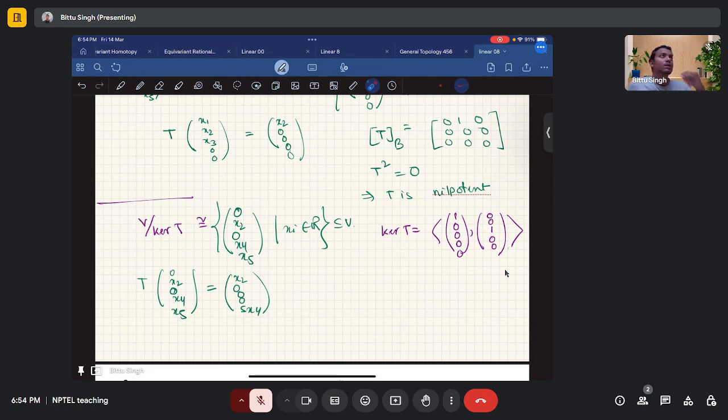Scalar matrix means diagonal entries are actually scalar, except those things, everything else is actually 0. So from here it is clear actually this cannot be possible.